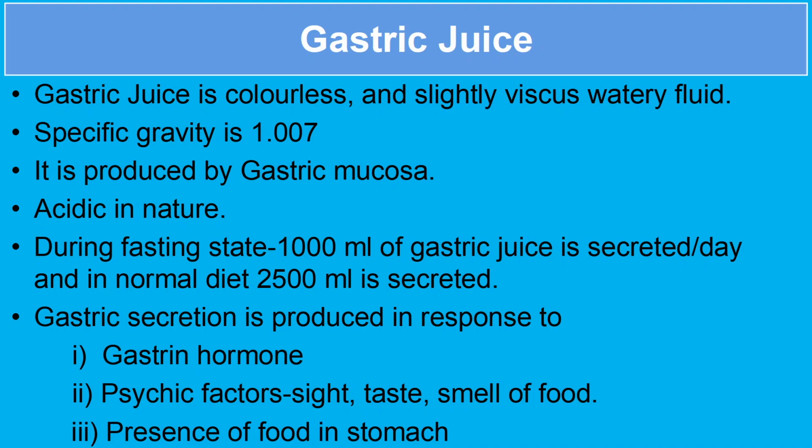The secretion of gastric juice will be due to the response to the gastrin hormone present in the stomach, or it may be due to psychological factors like the sight, taste and smell of the food, which can also stimulate gastric secretion. The presence of food in the stomach can also stimulate gastric secretion. Amino acids like histamine will act as a potent stimulus for gastric secretion. Acetylcholine can also stimulate the production of gastric juice.